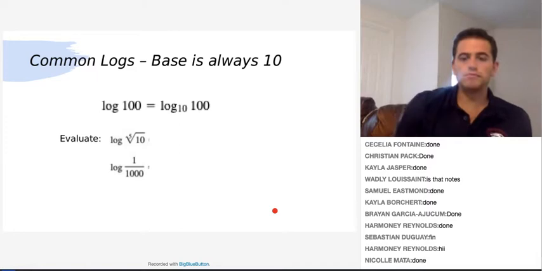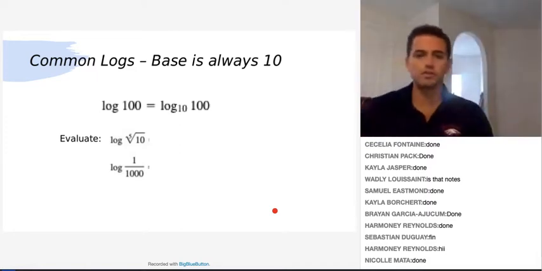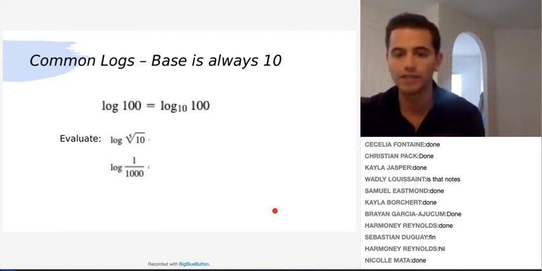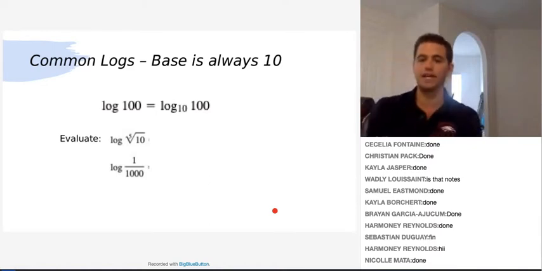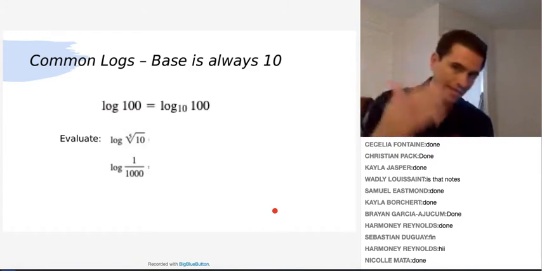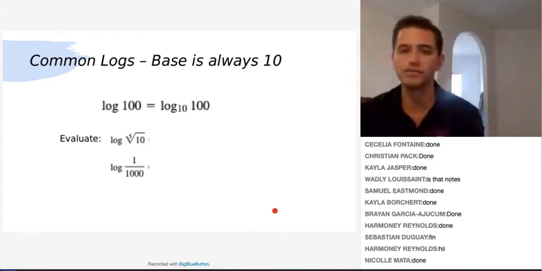All right, so a couple things here. First is called a common log. The base is always 10. So anytime you see just the word log, that is a base of 10. If you look at your calculator, it says the word log. Base is 10. Anytime you see log without a base, the base is 10.